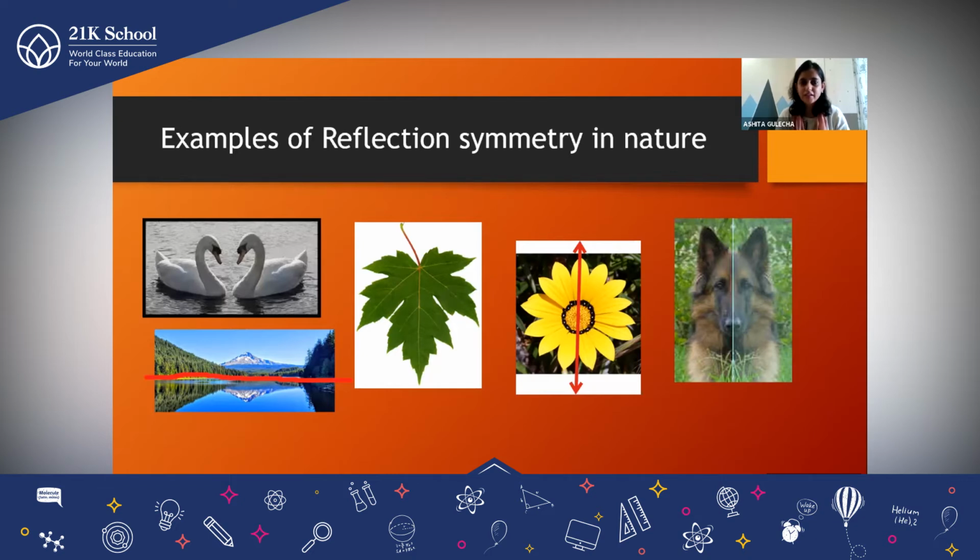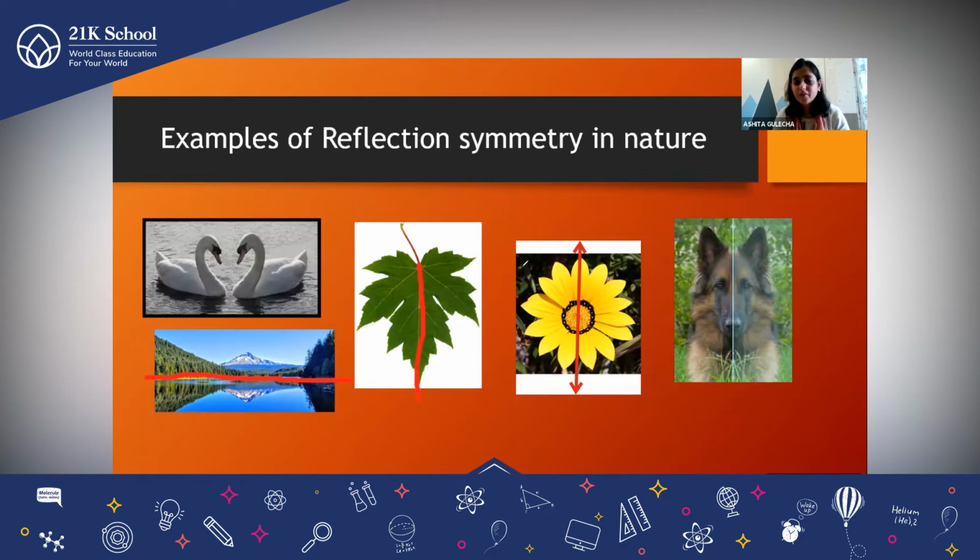Yes, that's right. The next one, you can see the leaf. How many lines of symmetry can you see in the leaf? Ma'am, 1. Only 1. And even in that case, if we don't consider the small stem part, only then we have this 1 line of symmetry here.